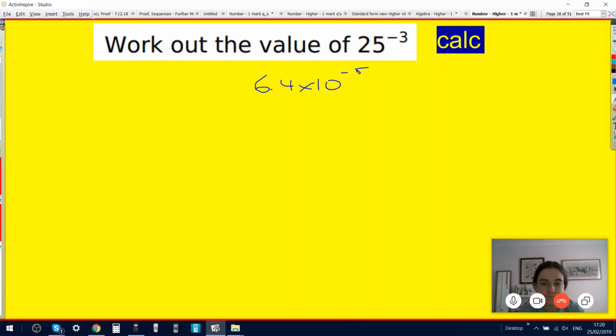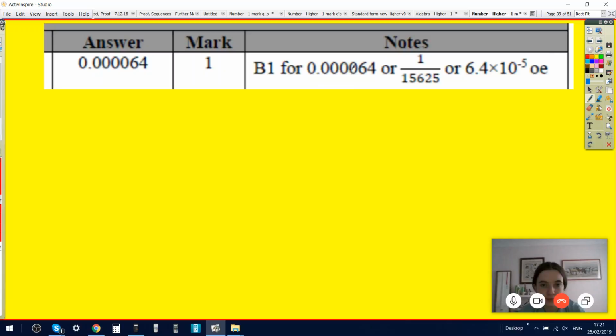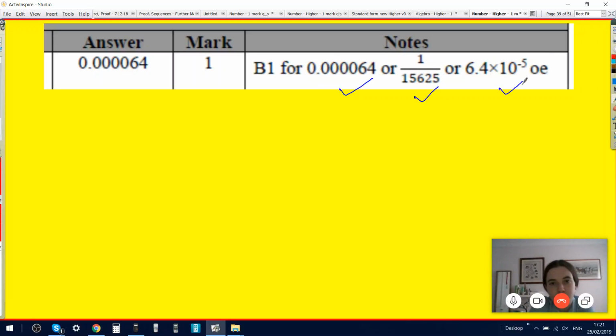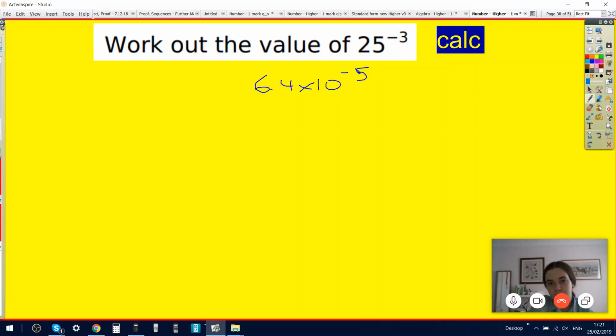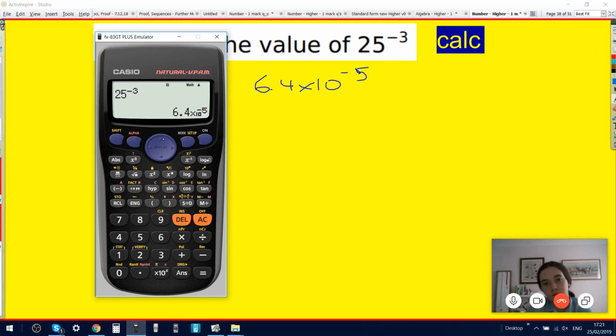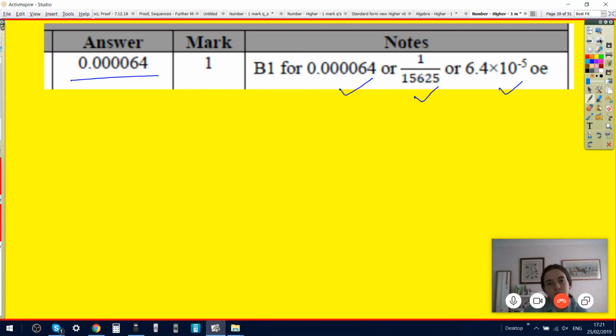Even if it isn't as part of a standard form question, and this is the mark scheme, that gets 1 mark, the fraction gets 1 mark, and this also gets 1 mark. So any of those, this is kind of the one they're expecting, but they didn't say put your answer into standard form. They didn't say write your answer as an ordinary number. So either way, it's all fine.